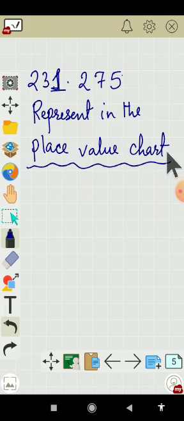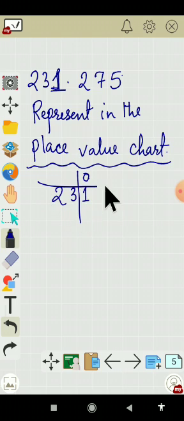So we know how to represent any whole number in the place value chart. Suppose 231, if you are going to represent this one, you will write from the left hand side above one digit, it will be ones place, then tens place, then hundreds place. So this one is the representation of this whole number.